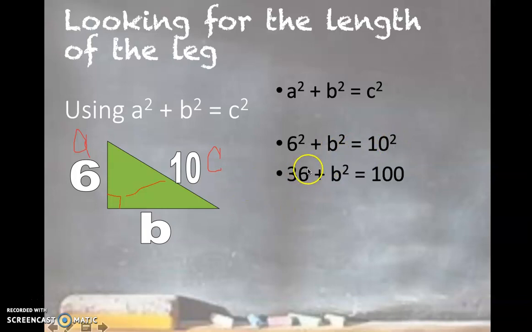Now I'm going to plug them in. 6 squared is 36. B squared, and then 10 squared is 100. This is where it gets different. If you notice, I squared the values, but instead of adding them, I can't. B is right here. I have to do inverse operation, like a two-step equation. I'm going to subtract 36 from each side, and that's where my B gets by itself. See, this moves over. I subtract 100 minus 36, and I get 64.